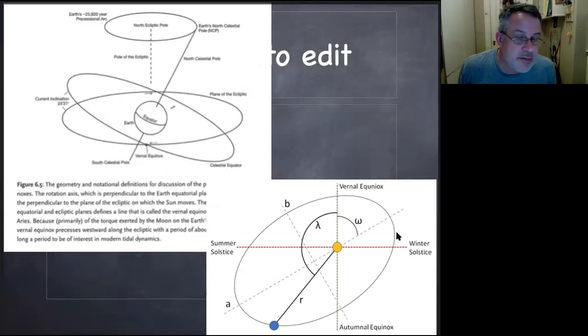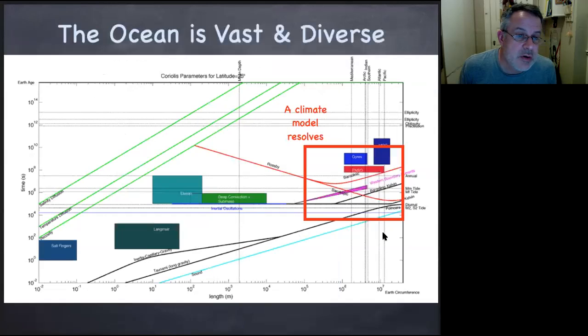Once again, lots of complicated geometry to do with the solar cycle. Not something we want to dwell on too much, but there's a lot of discussion of it in Wunsch. And so a climate model resolves this part of the story. In there are the tides, conceivably, the Kelvin waves, the baroclinic Rossby waves. We could be doing this better than we are, and that's part of the game.